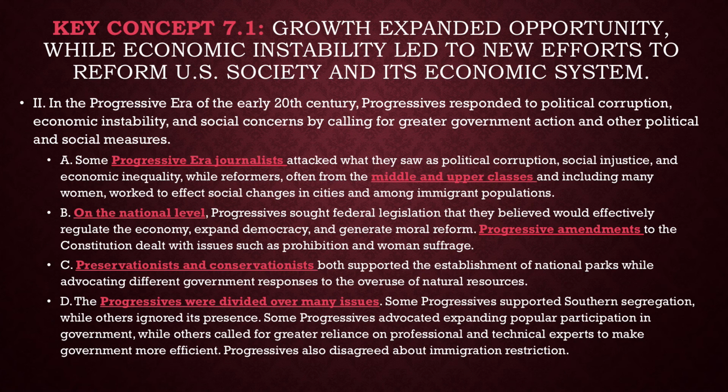Let's get into 7.1 Roman numeral 2, where we now get introduced to the concept of the Progressive Era, liberal reform. They are responding to political corruption. We talked a lot about political corruption before the break. Economic instability, again, your panics. Social concerns. How did we treat immigrants? How do we treat women? How do we treat minority groups? All of that is going to be a response, both socially and politically.